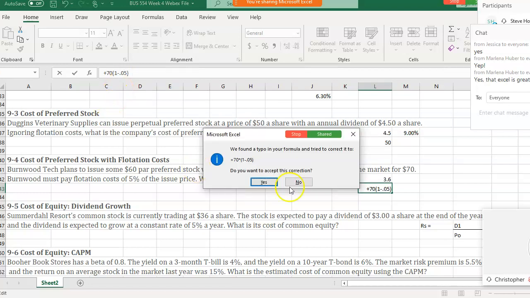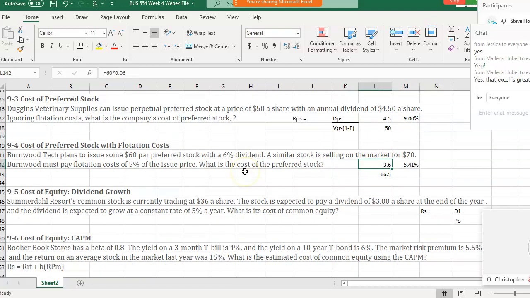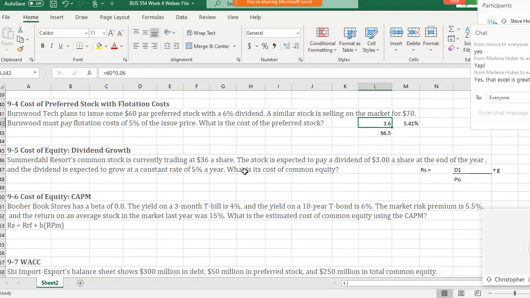Oops, let me hit enter there and fix my formula. I'm taking 360 divided by 70 times 1.05. So I do the division, and we get the return, which looks like it's going to be 5 point something, 5.41%. So that one is just a little bit more complicated than the first one, but they're really not too bad. Then we'll go look at question 5.